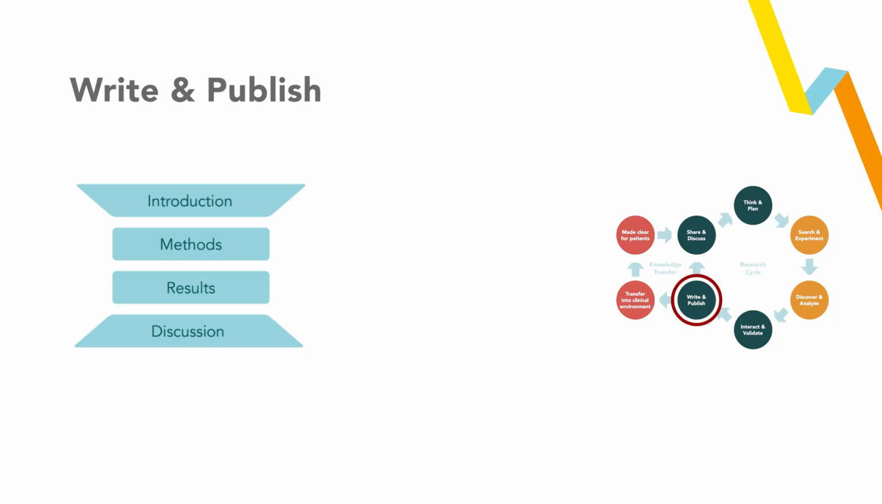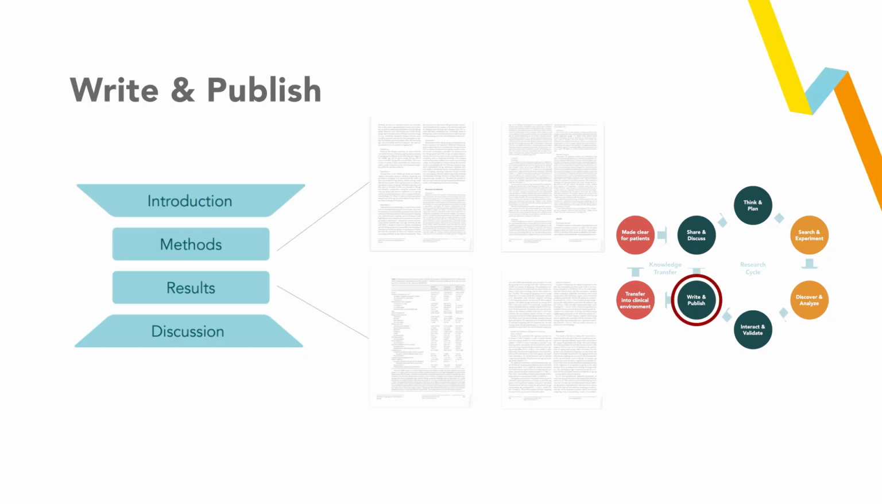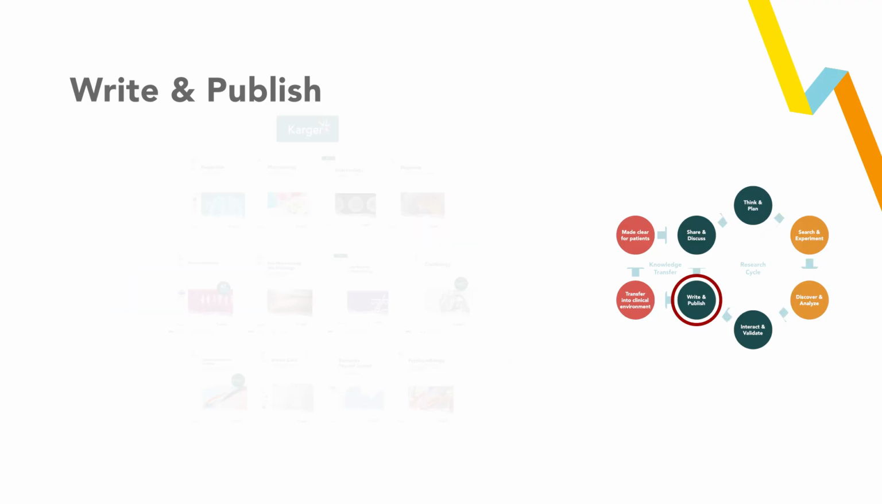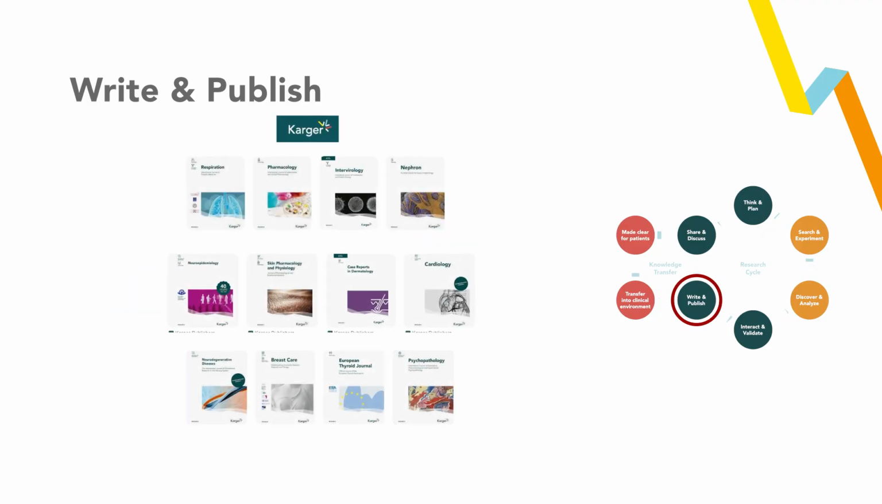Write and publish. Next, the researchers write about their study in the IMRAD format, explaining why they conducted the research in the introduction, how they conducted the research in the methods, what they found in the results, and the implications of their research in the discussion. After this, they look for an appropriate biomedical journal to publish their work, so it can be seen by other researchers.